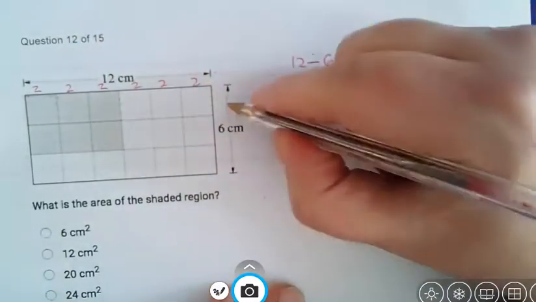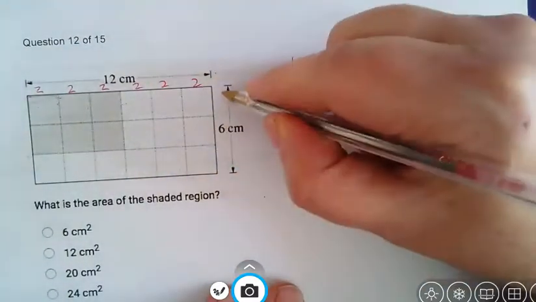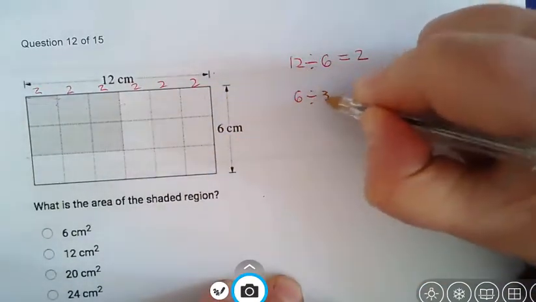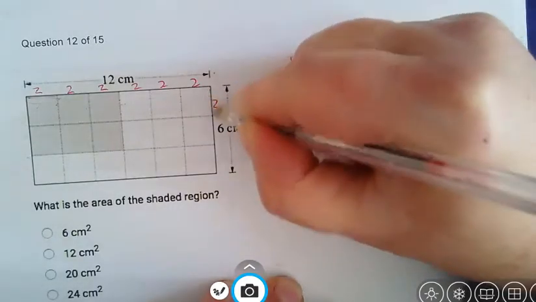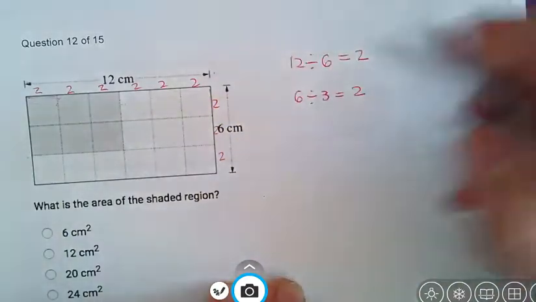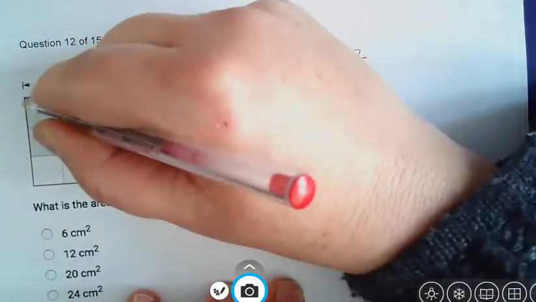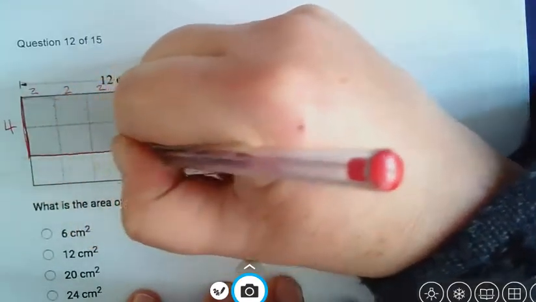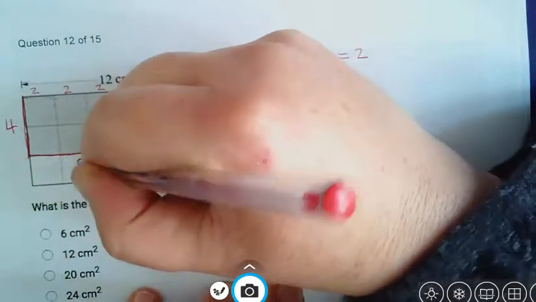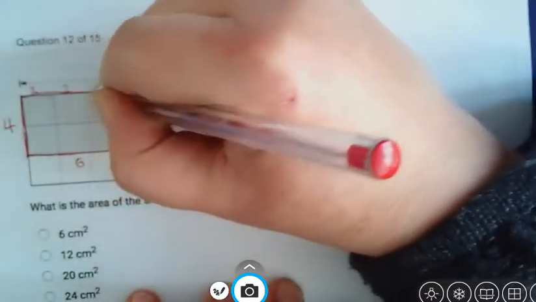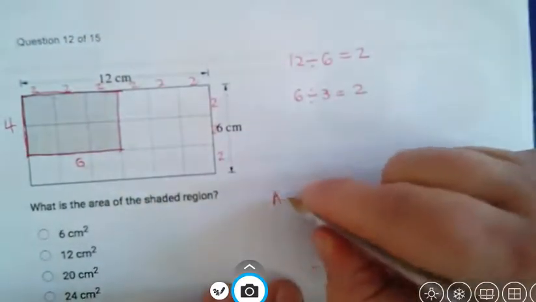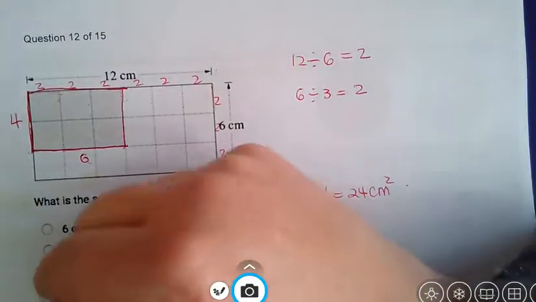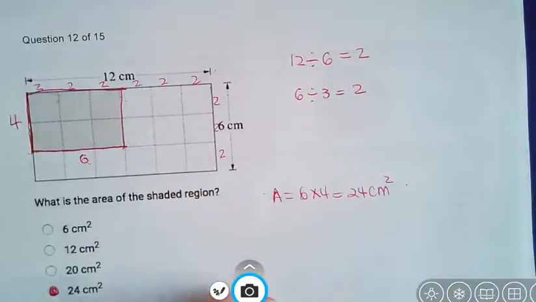That makes sense. Now, if this is 6 centimeters all here, and that's being divided into 3 squares, 6 divided by 3 squares is 2. So these lengths are also 2. So therefore, the shaded area, well, if that's 2 and that's 2, this whole length here is 4. And this one is 2, 4, 6. So here's my shaded area. It's 6 times 4, which is 24 centimeters squared. So it's the last option here.